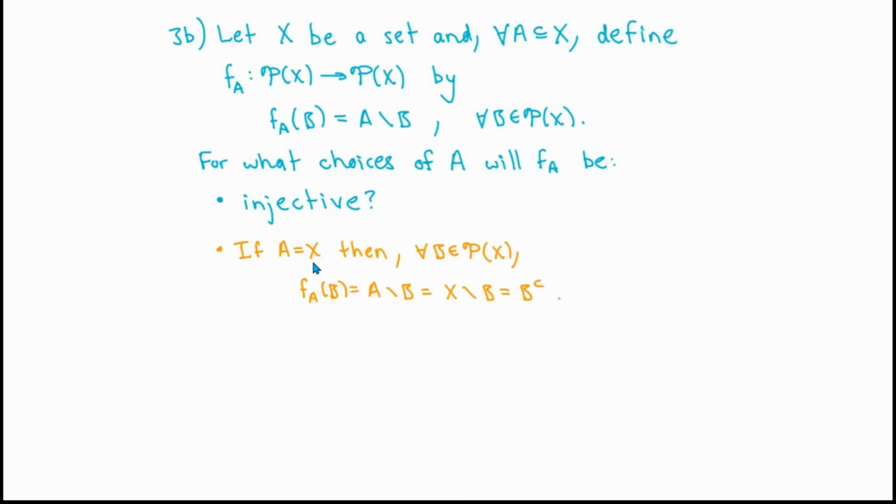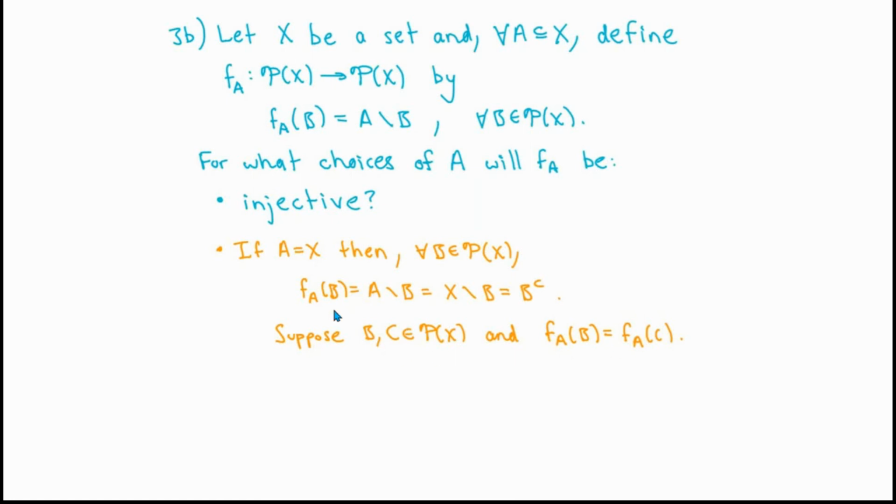That still leaves open the question of what happens when A is equal to the whole set X, but in this case it's pretty easy to understand what's going on. If A is equal to X, then for any element B in the domain, f sub A of B is by definition A minus B, and since A is equal to X, that's just the complement of B in X. Suppose that we had two elements of the domain, B and C, which got mapped to the same point in the range by the function f sub A.